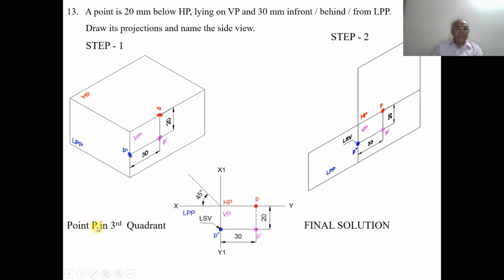In such a case, what we need to do is write one and say the point P lies in the third as well as the fourth quadrant, but in the third quadrant the image will be the left side view, and in the fourth quadrant the image will be the right side view. So that is how we will be able to solve this problem.